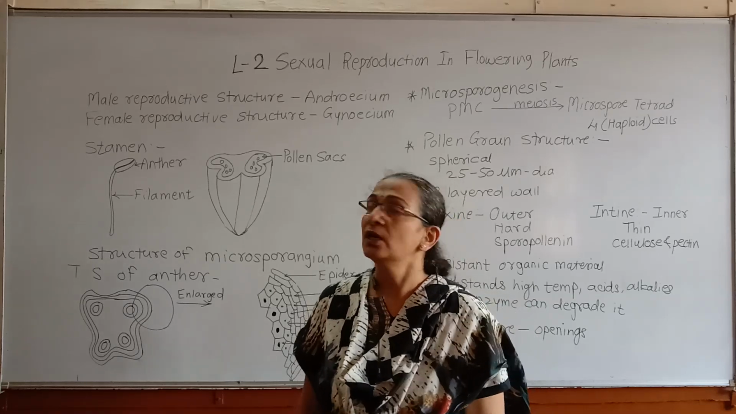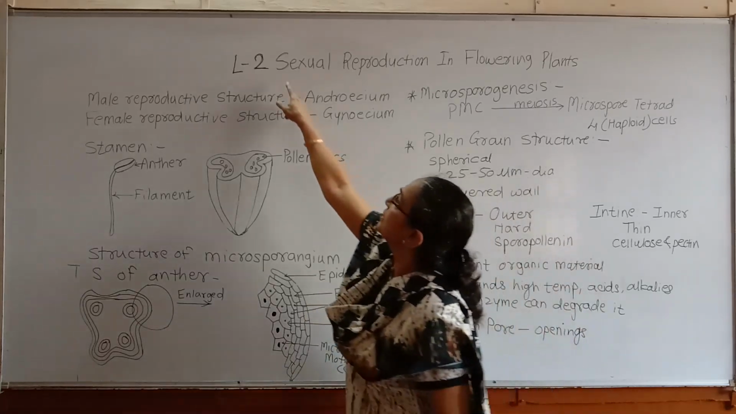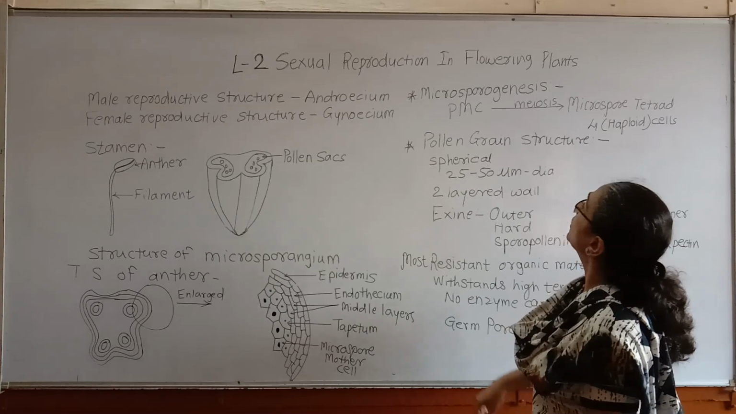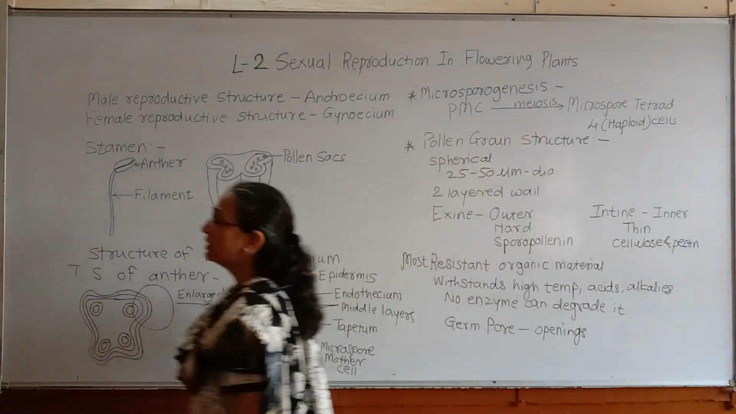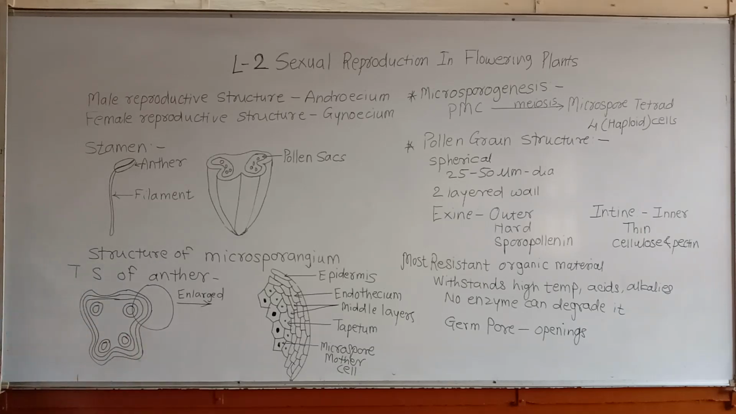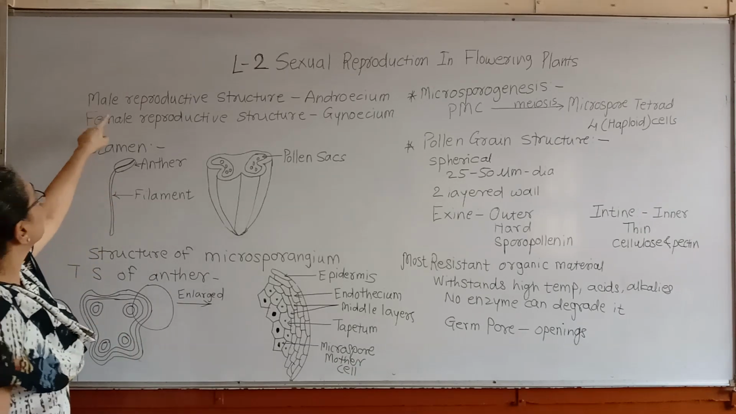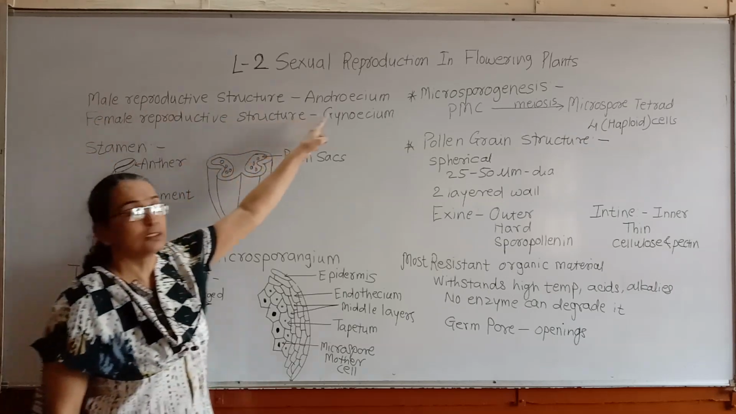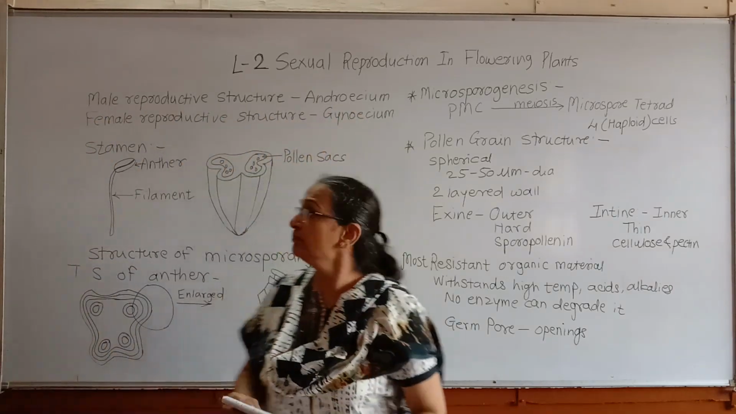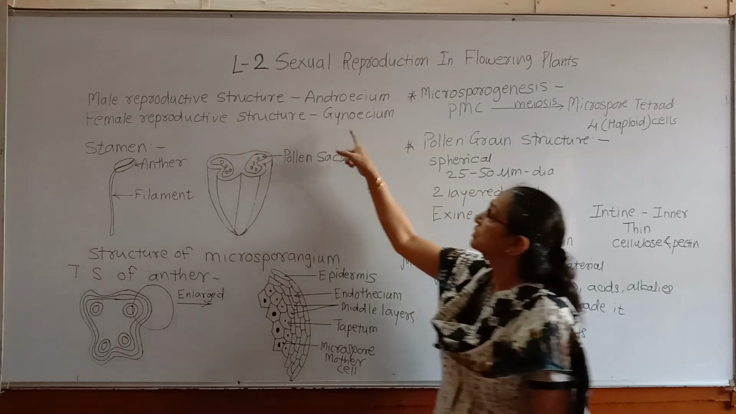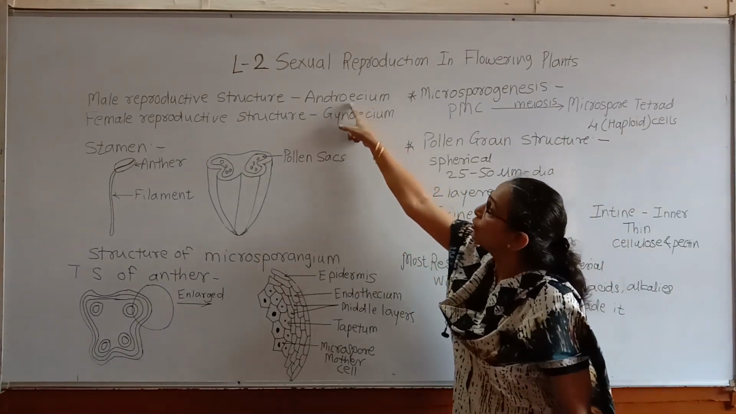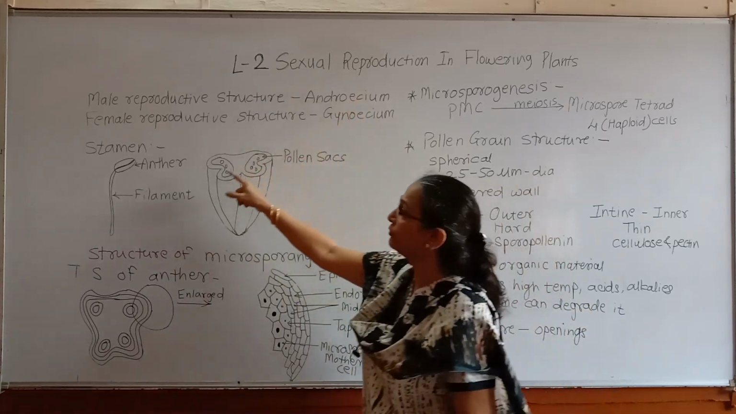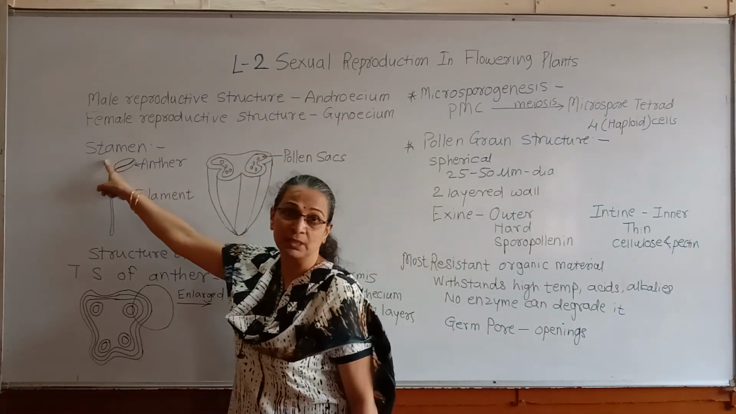Good morning students. Today we will start with lesson number 2, sexual reproduction in flowering plants. Last year we have learned that the reproductive structures in a flower are of two types. The male reproductive structure is called androecium and the female reproductive structure is gynoecium. In the androecium, the unit of the androecium is the stamen.